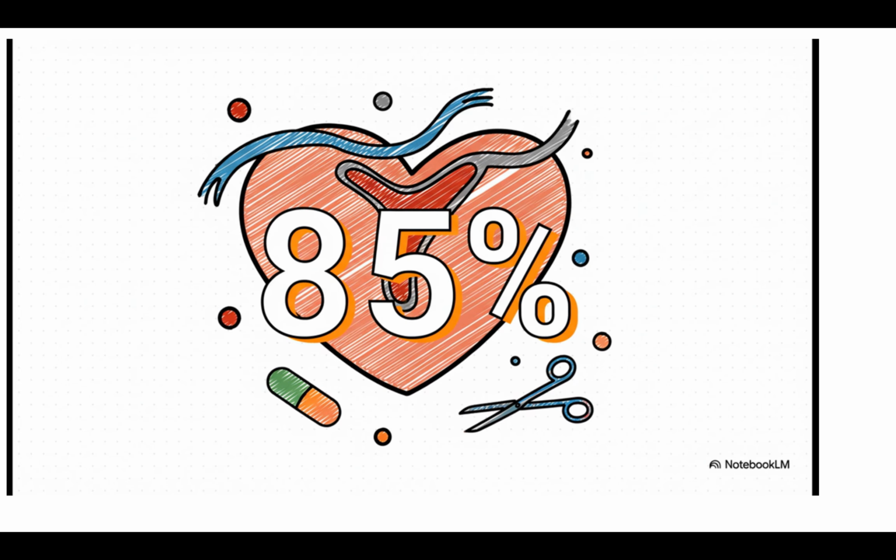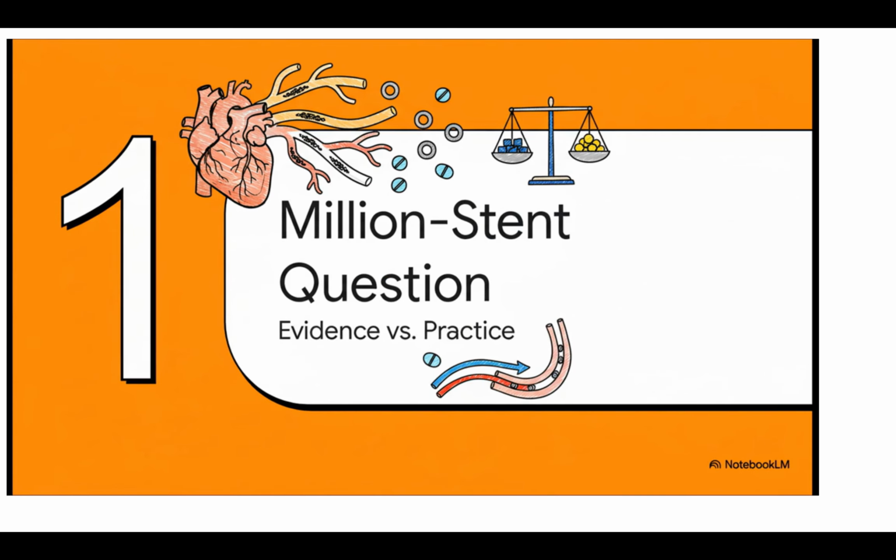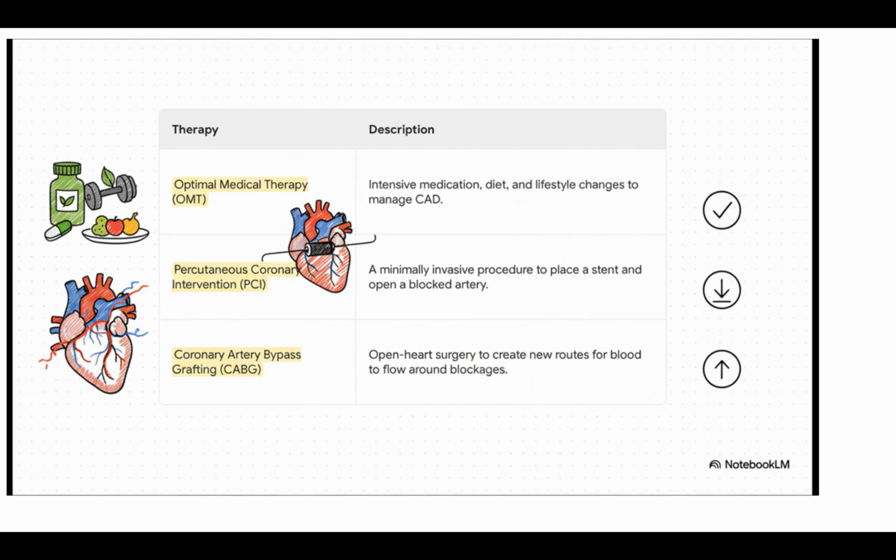It's estimated that a whopping 85% of non-emergency stent procedures, you might hear them called PCIs, are actually done on patients with what's called stable coronary artery disease. That is a huge number of invasive procedures. And that right there brings us to the million-dollar question. With so many of these procedures happening every day, what does the actual evidence tell us? Is it always necessary to go in there and open things up?